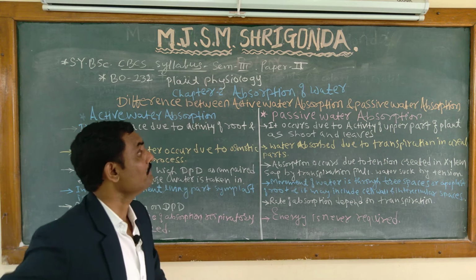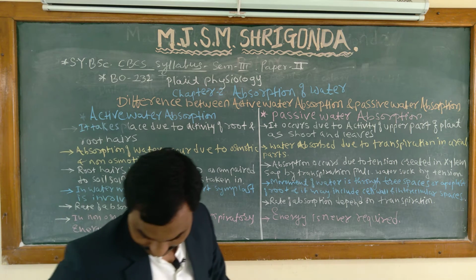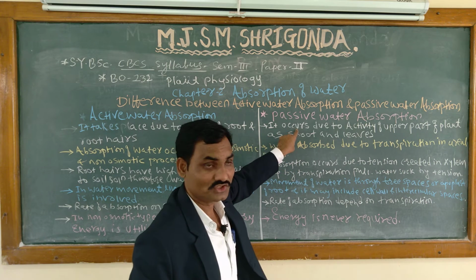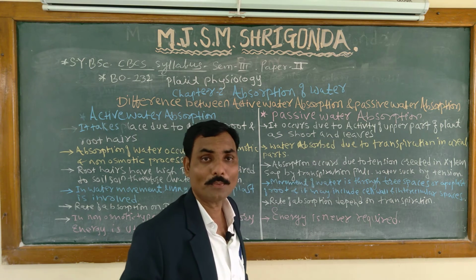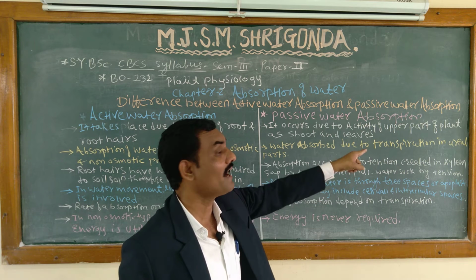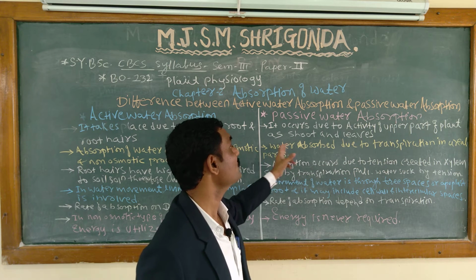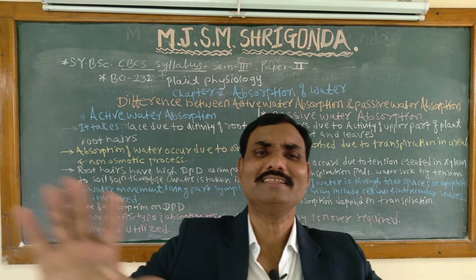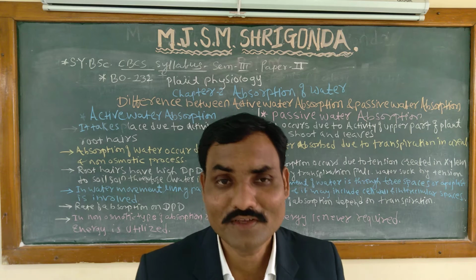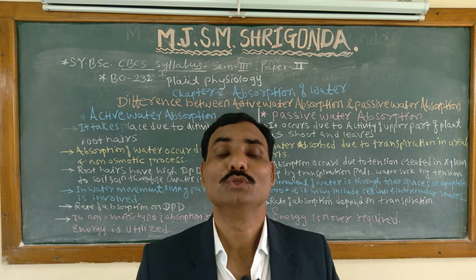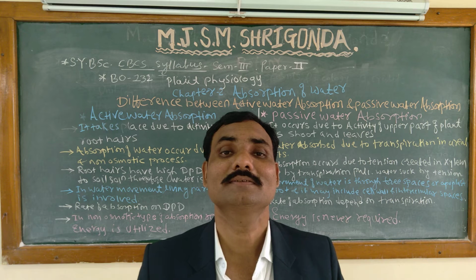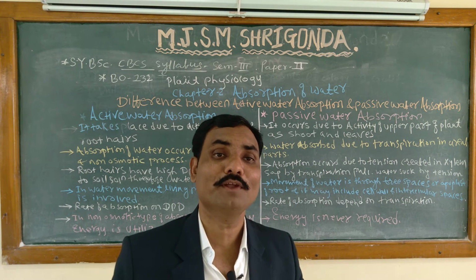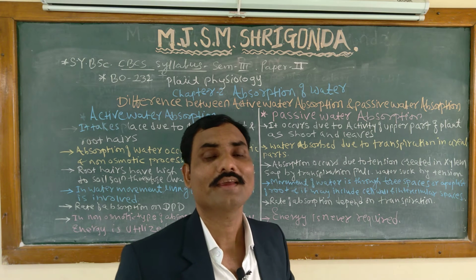Whereas in passive water absorption, what happens? It occurs due to the activity of the upper part of the plant, the shoot and leaves, which is also known as the aerial part. We know that the leaf is an aerial part of the plant, the shoot is an aerial part of the plant, and passive water absorption takes place with the help of this aerial part of the plant.